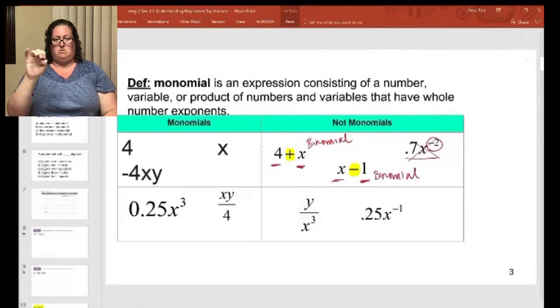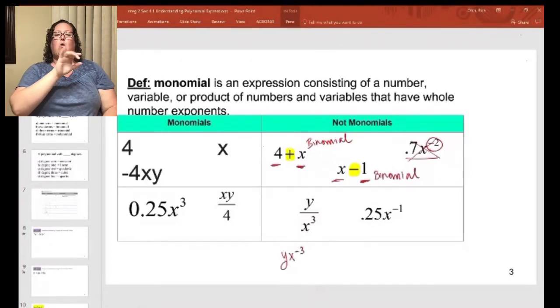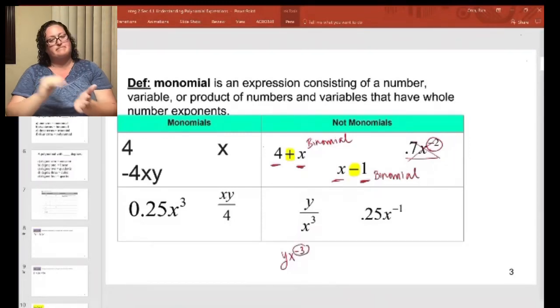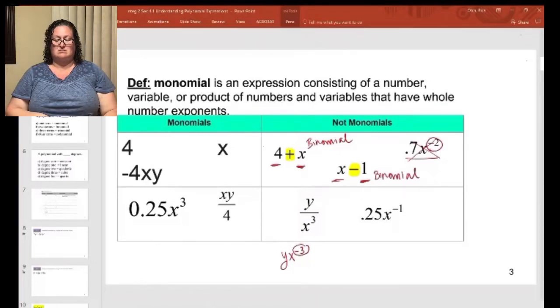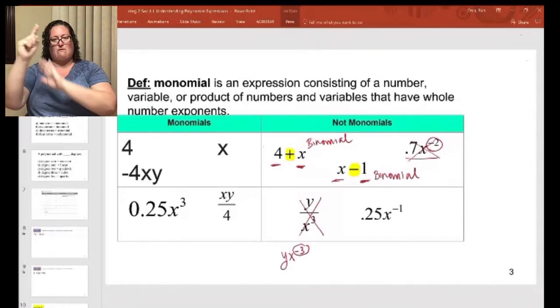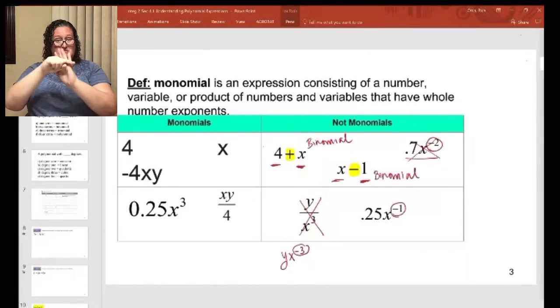In our next expression, we have y divided by x to the third power. Once again, this looks like a monomial, but unfortunately it's not, because we can rewrite y divided by x to the third as y times x to the negative 3. And there's that negative exponent. Because the exponent's negative, y over x to the third is not a monomial. And finally, 0.25 times x to the negative 1. Can you guess as to why this is not a monomial? That's correct. The negative exponent tells us that it's not a monomial.